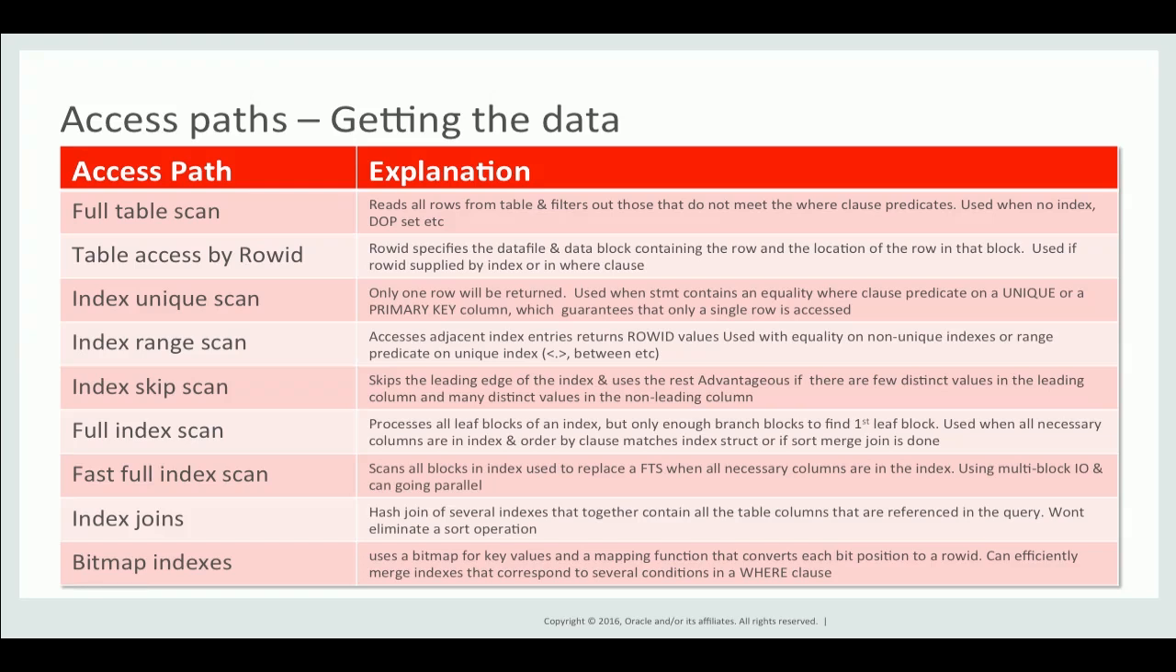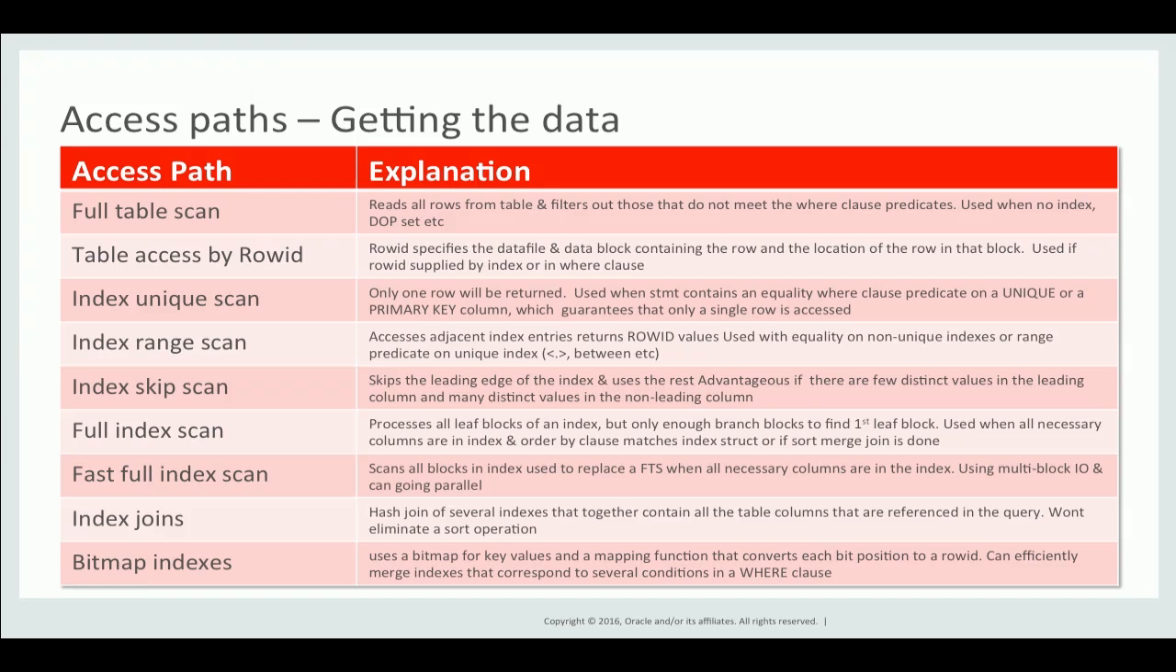What's much more common in your plans are index range scans. An index range scan is selected if I've got a non-unique index and I get an equality predicate. What it tells me is I'll navigate through the index looking for the first leaf block that has the data that I want, and then I'll begin scanning from there towards the end to pick up all the values that I'm interested in.